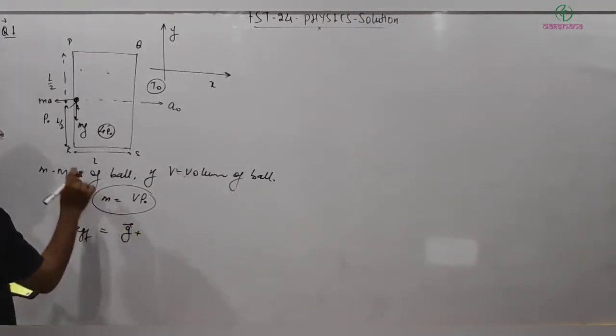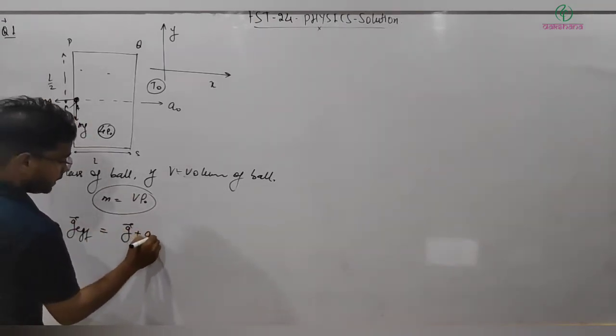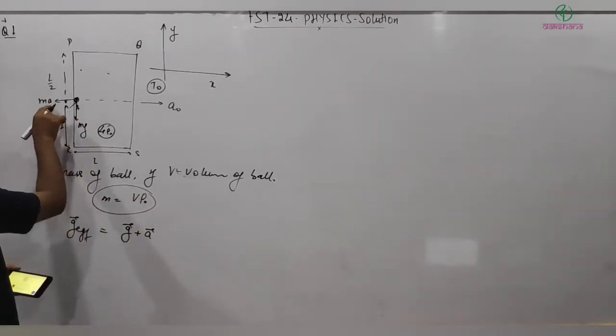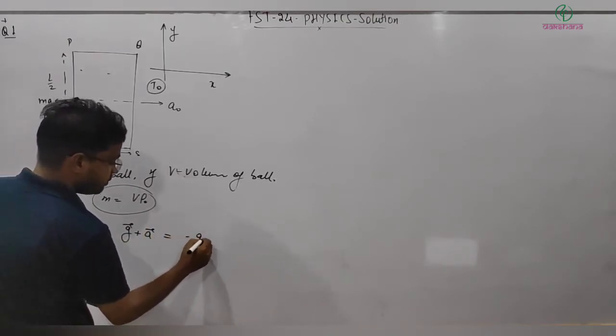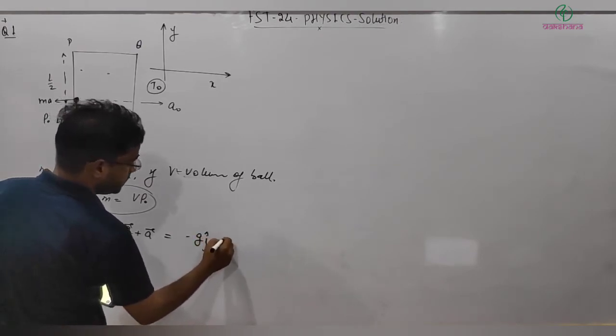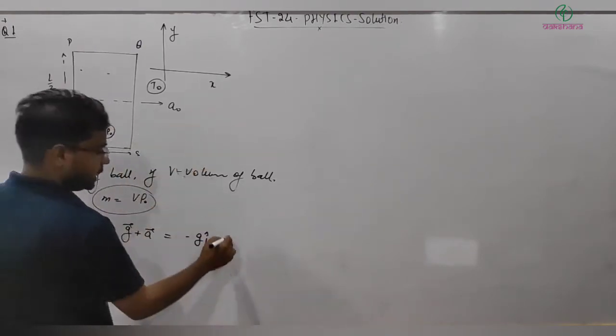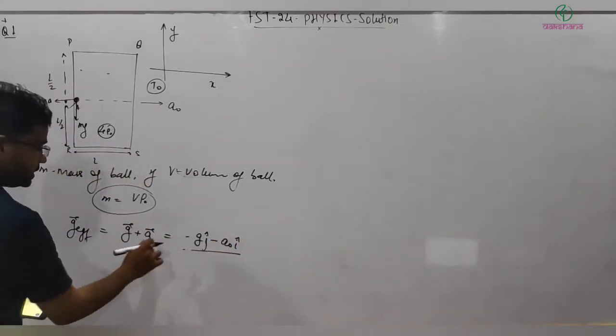Now I can write the g effective. Taking g bar plus a bar, where a bar is the pseudo acceleration, this comes out to be minus g j cap minus a naught i cap, since the pseudo acceleration is opposite to the container's acceleration. This will be your g effective.